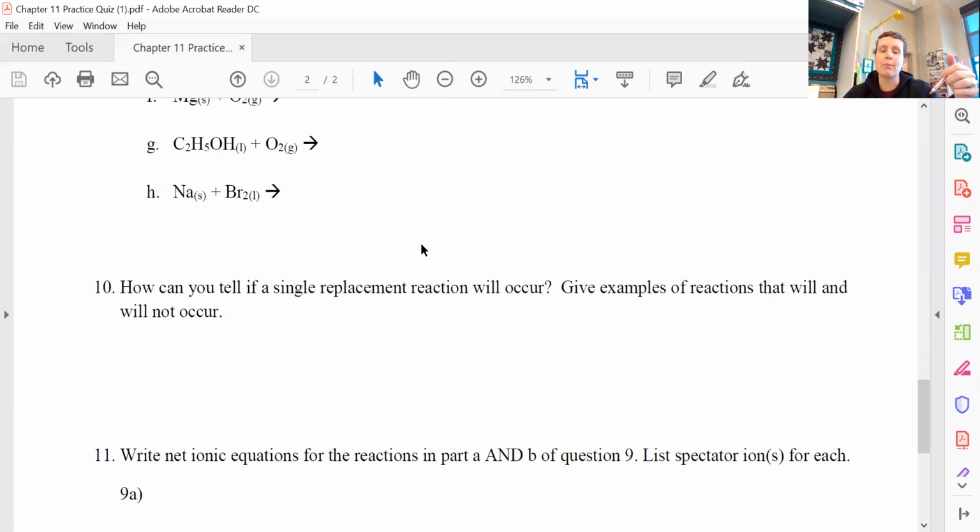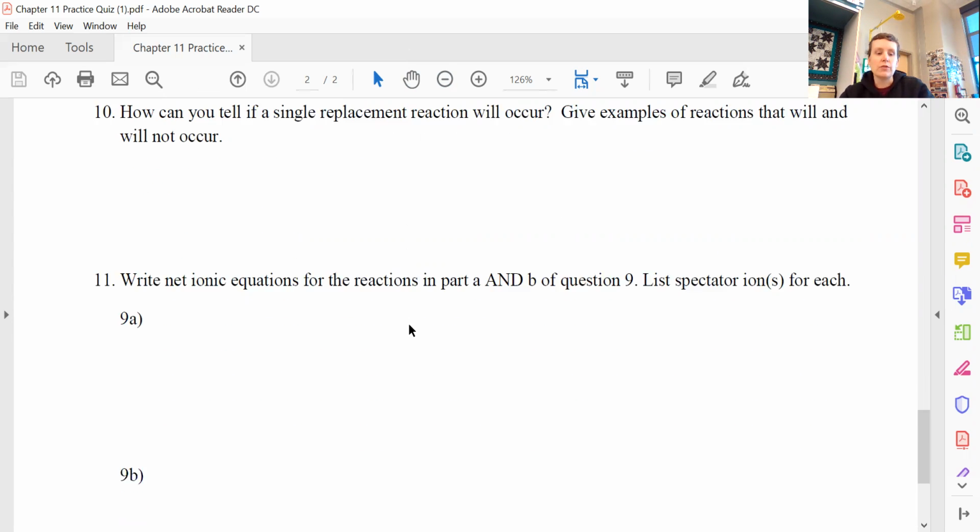If we wanted to give an example of something that will not occur, we could do the opposite. We could say hydrogen plus iron sulfate, iron 3 sulfate, okay? The opposite direction won't occur because hydrogen is not more reactive than iron, so it will not replace iron.